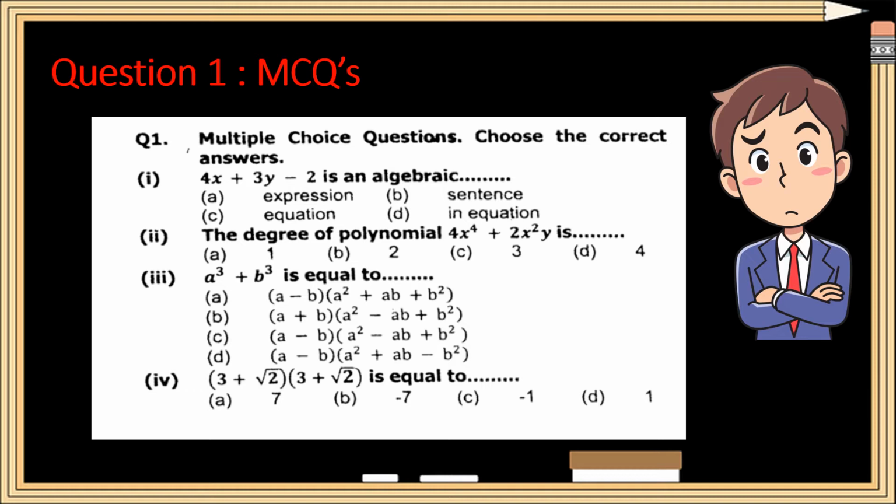In the third part you have the algebraic formula a cube plus b cube. The formula you should memorize: a cube plus b cube is equal to a plus b into a square minus ab plus b square. Option B. The fourth MCQ is quite easier. You have a plus b into a plus b. A is 3 and b is square root of 2. So you can also write a plus b whole square, which will give you a square plus 2ab plus b square. So you will do it yourself.